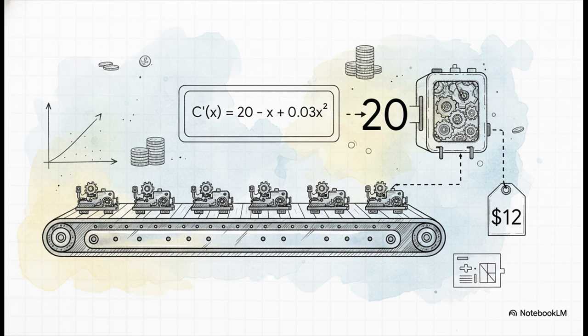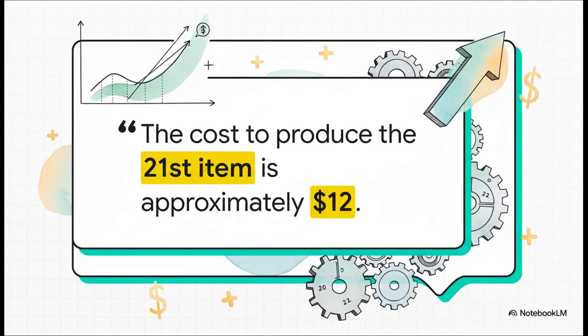Now, let's say we're currently making 20 items, and we want to know, hey, is it worth making one more? Well, we just plug 20 into our new derivative function. And the result? $12. And this is the powerful insight right here. That $12 doesn't represent the cost of the 20th item we already made. Nope. It's a fantastic approximation for the cost of making the next one, the 21st item. The derivative gives us this forward-looking tool for making smart business decisions.